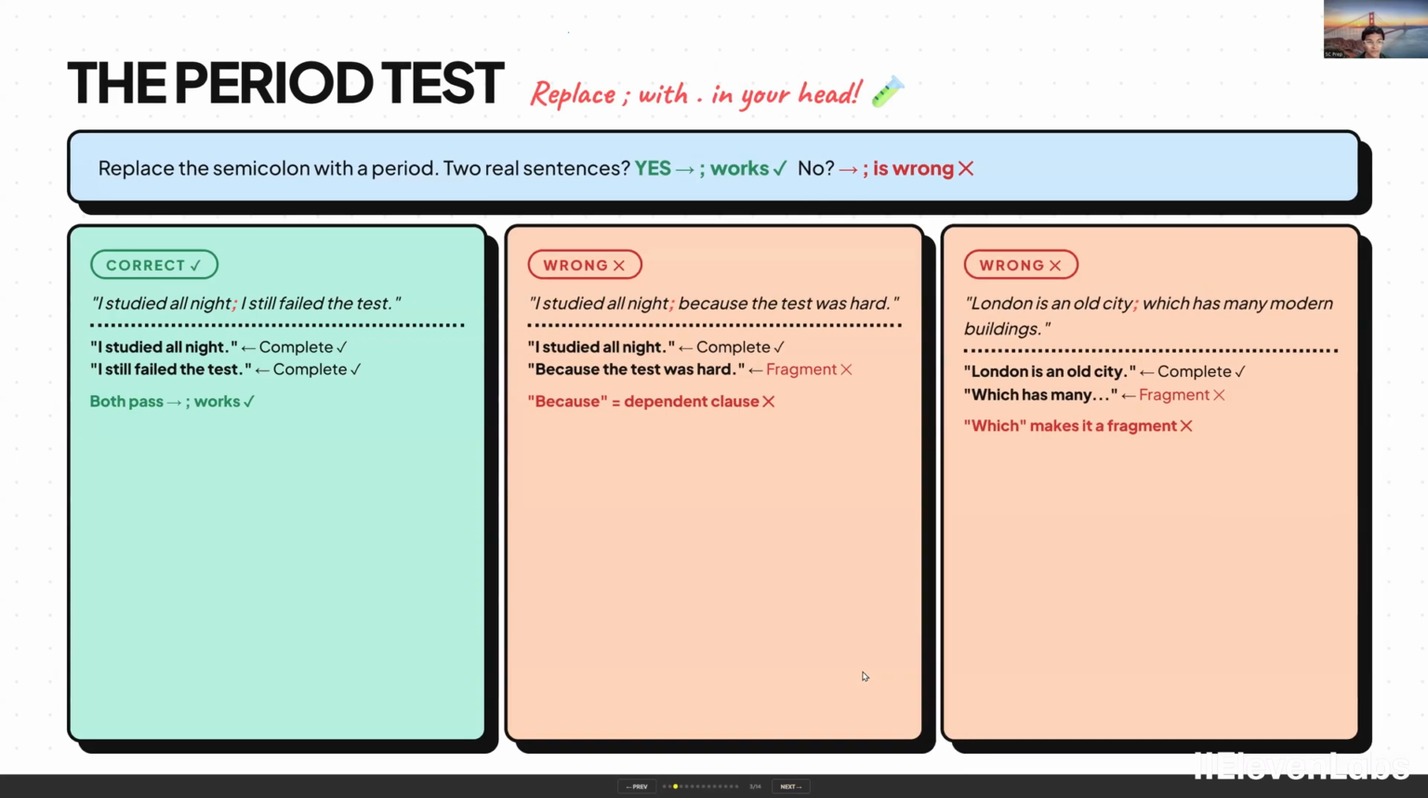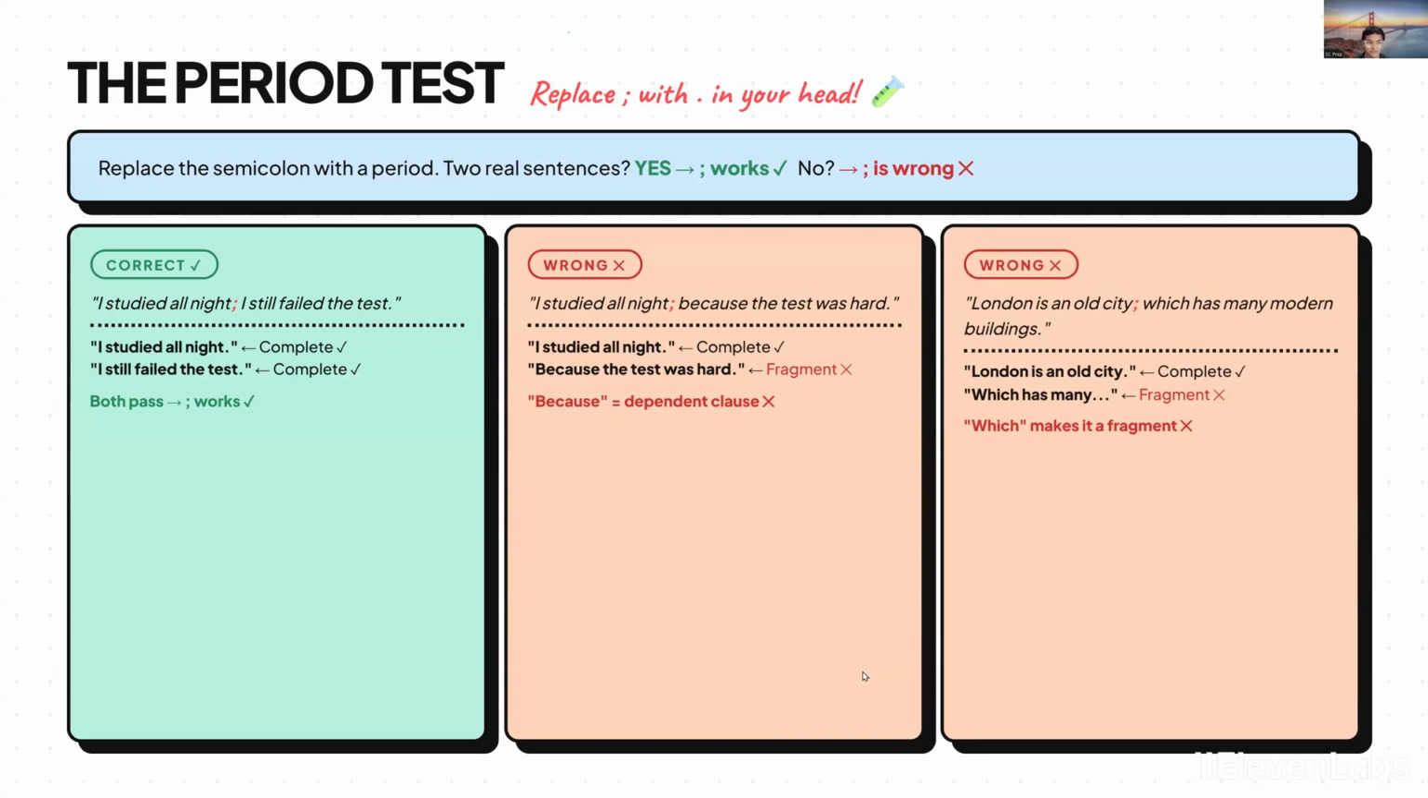And on the topic of periods, let's talk about the period test. All you do here is you replace the semicolon with the period. And if you get two complete sentences on either side, then it works. Otherwise, it's wrong. So let's look at the example. I studied all night. I still failed the test. The first half is a complete sentence, and the second half is also a complete sentence.